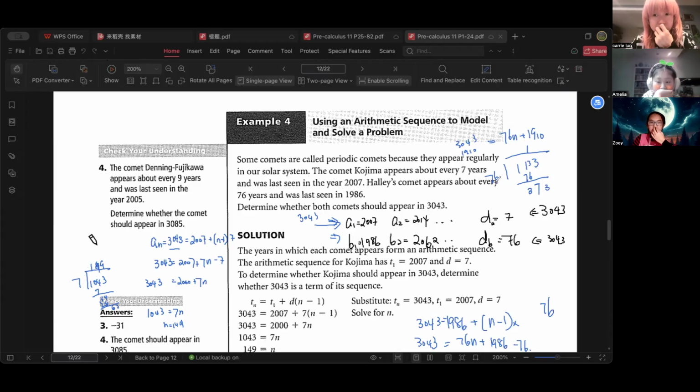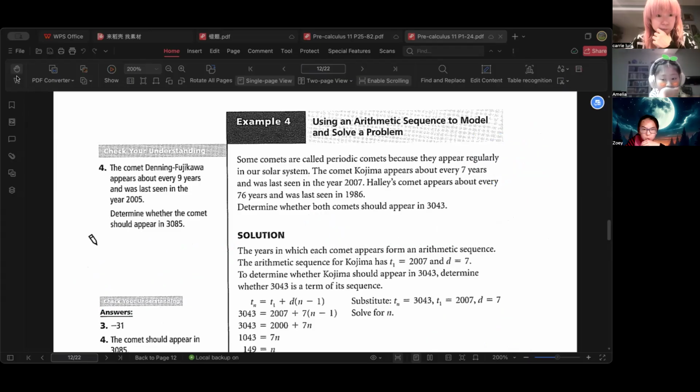Why? Because 6 is an even number. Any number times 6 cannot equal 3. When you see the last digit is 3, you know it is impossible, correct? So Zoe, Kojima is going to show up in the year 3043, but Halley is not going to. Get it, Zoe? Get it, Amelia? Zoe, did you get the same answer as me?